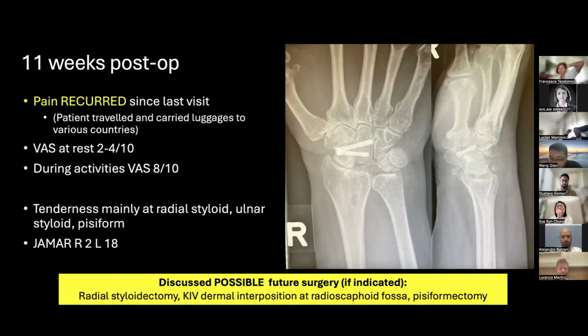And at this moment, the right hand grip strength has decreased from 14 to 2 only. So we discussed surgical options with this patient, since there's a recurrence of pain. If you want to proceed with the radial styloidectomy, keep in view something to address the pain in the other part of the carpus. But the patient at this moment decided to wait a bit, put on a splint and rest for a while and see what happens.